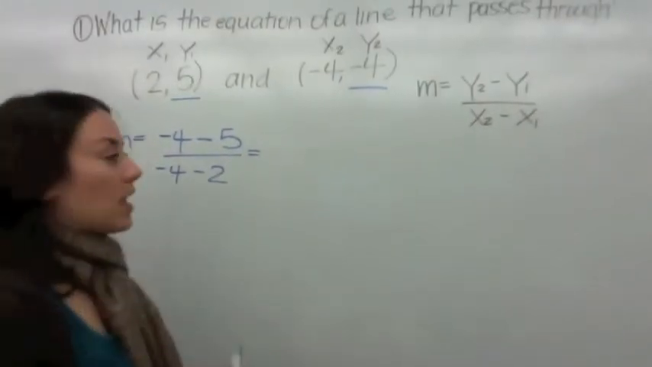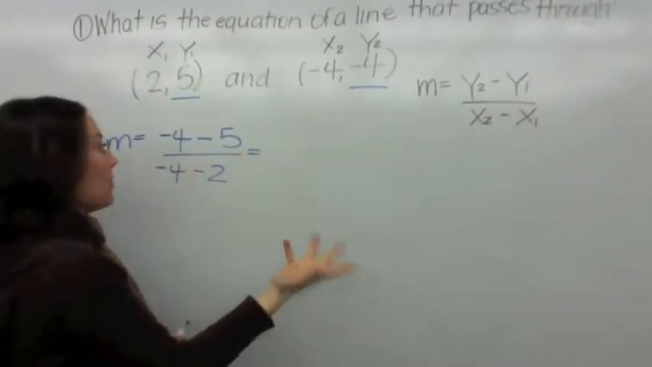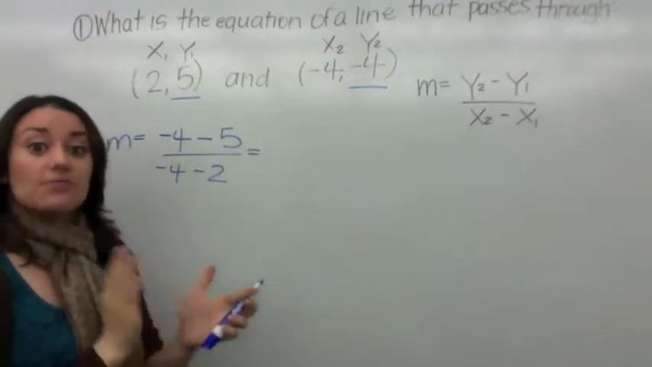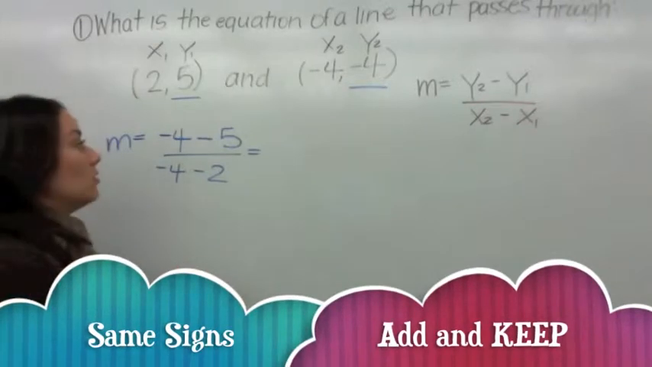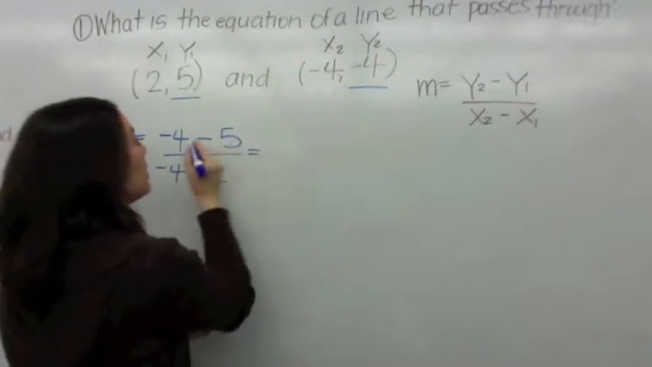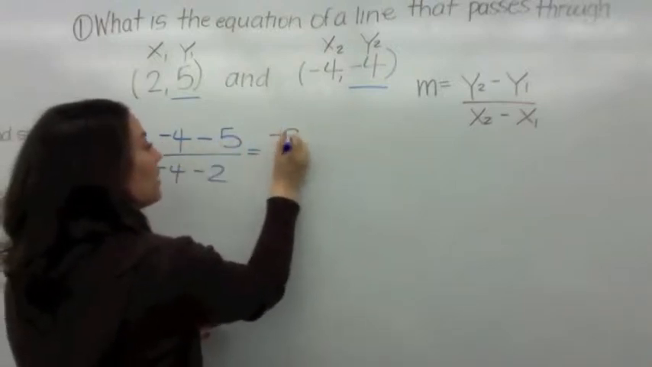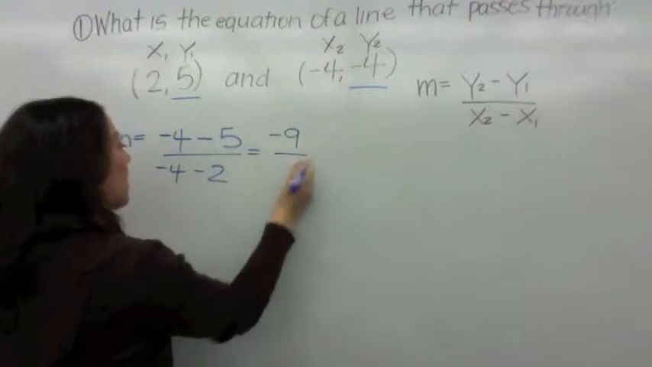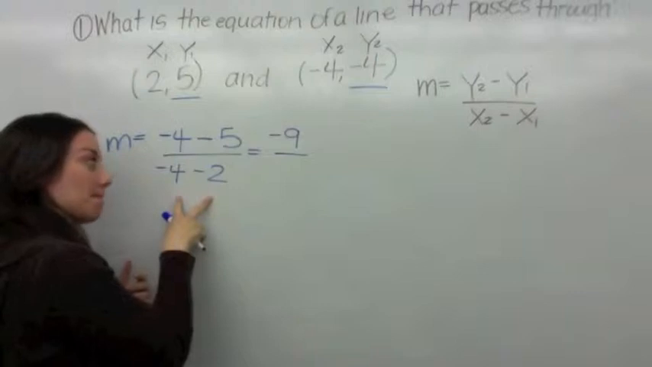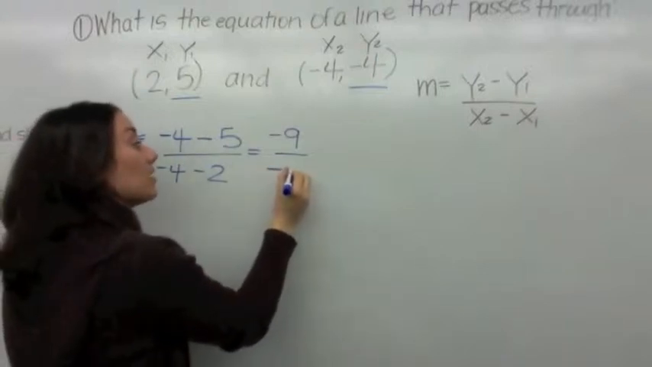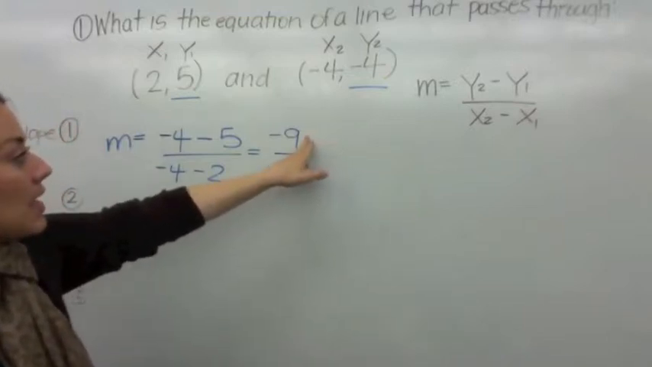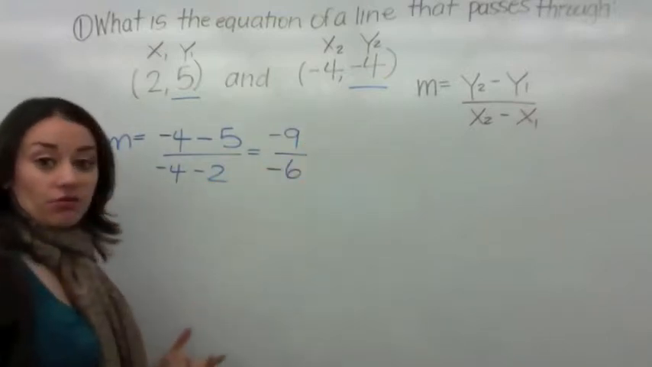Okay, so let's think about it. Let's find the fraction that slope is. We have -4 and -5. We have 2 negatives, right? They're the same. Same signs, add and keep. So 4 plus 5 is 9, but keep the negative. We have -9 divided by, again, a -4 and a -2. What does that make when you add them? Negative what? -6.